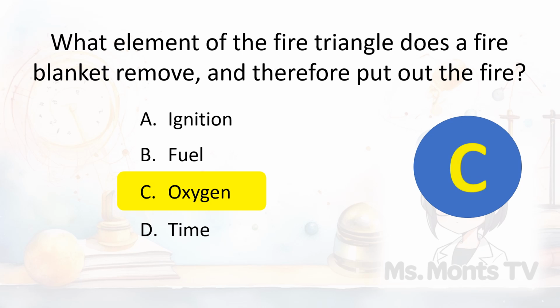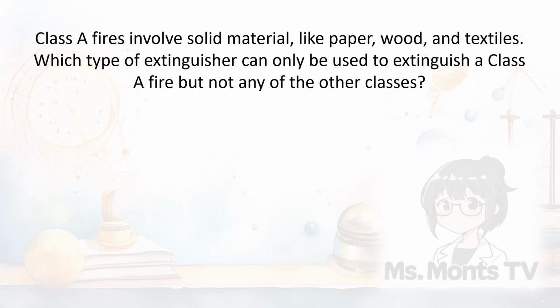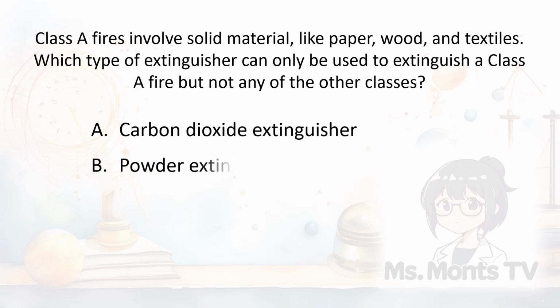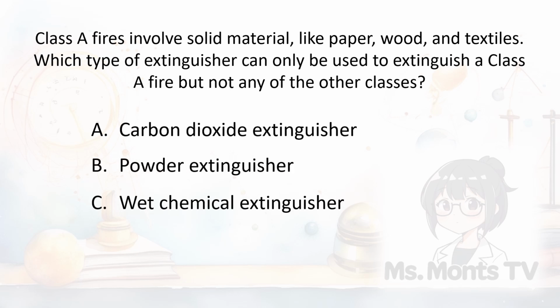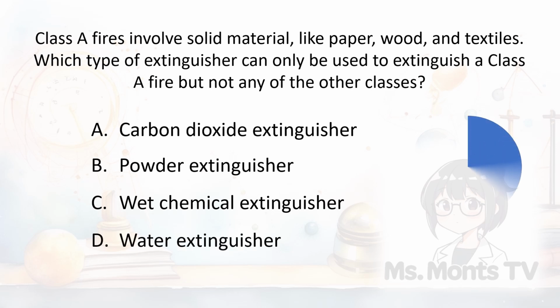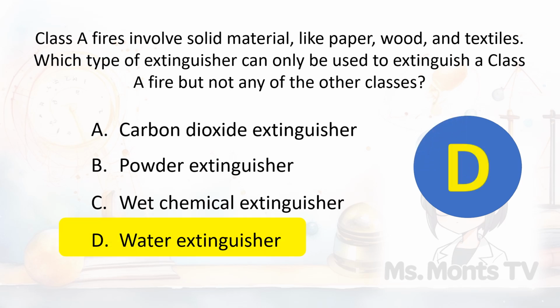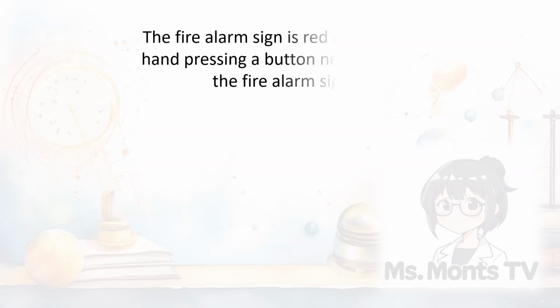Letter C. Oxygen. Class A fire involves solid material like paper, wood, and textile. Which type of extinguisher can only be used to extinguish a Class A fire but not any other classes? A. CO2 extinguisher. B. Powder extinguisher. C. Wet chemical extinguisher. D. Water extinguisher. The answer is D. Water extinguisher.